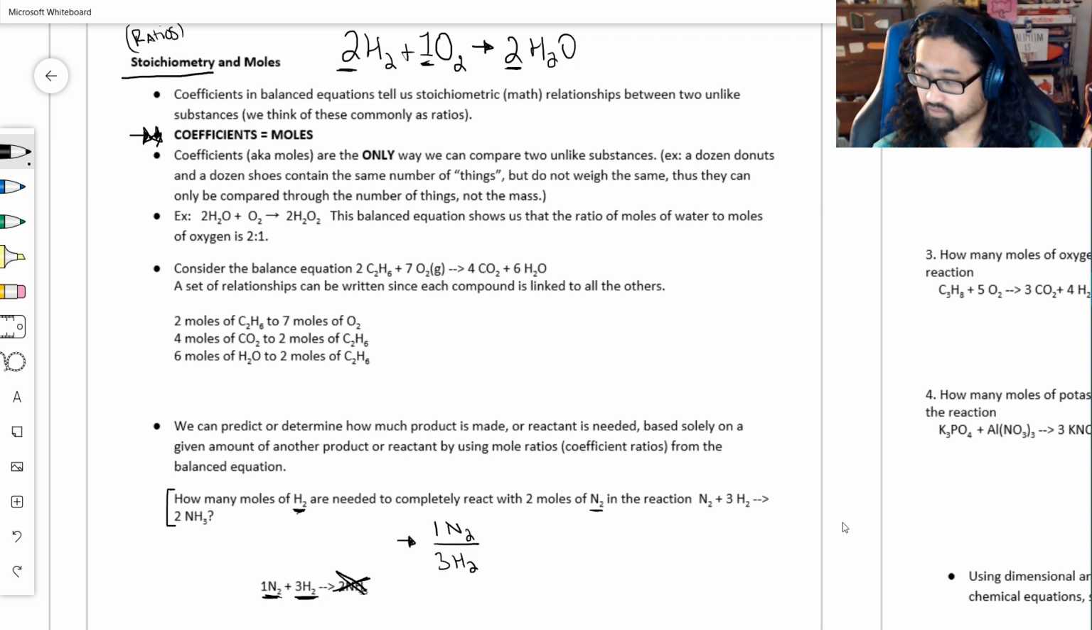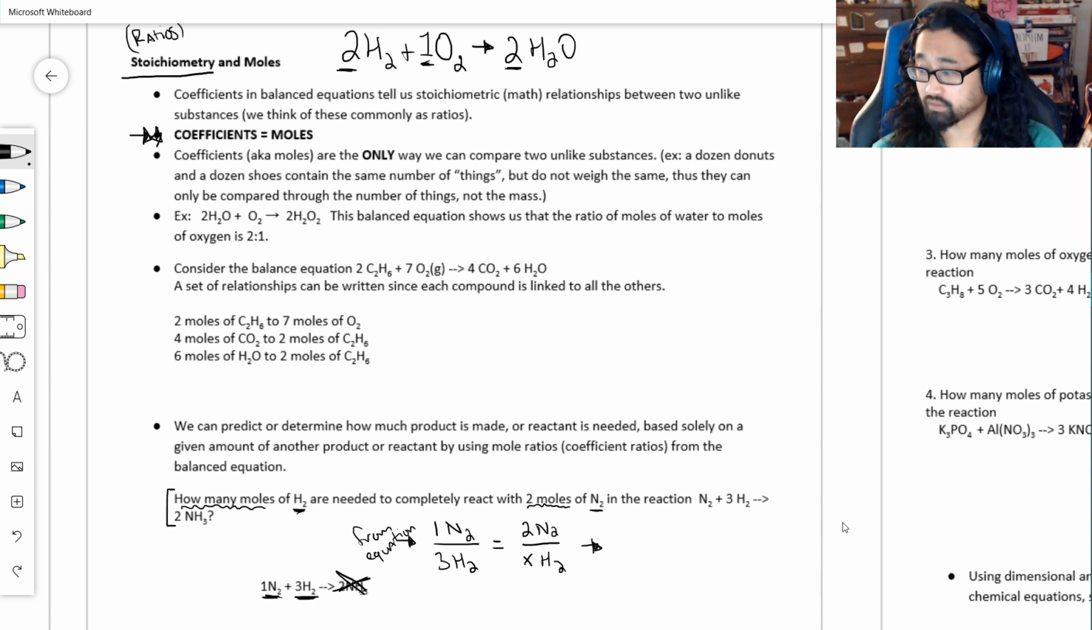This side, this part of my proportion, is from the equation. This is from the chemical equation that I have written, it's already balanced, right? That has to be equal to whatever the question is asking me about. This question asks, how many moles of H2, right? So I don't know how many moles of H2 it is. So I'm going to call it X. It's X moles. It's some number that I don't know yet. Are reacting with 2 moles of N2. So I have 2 nitrogens.